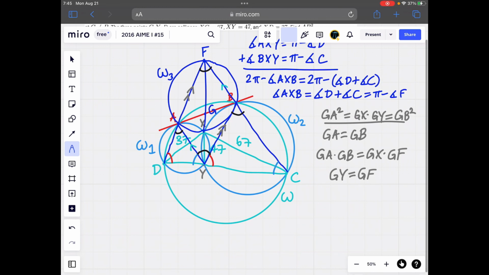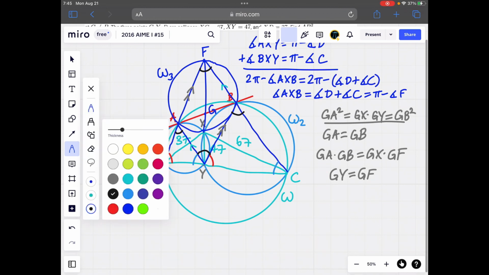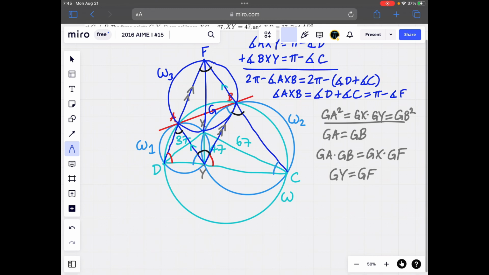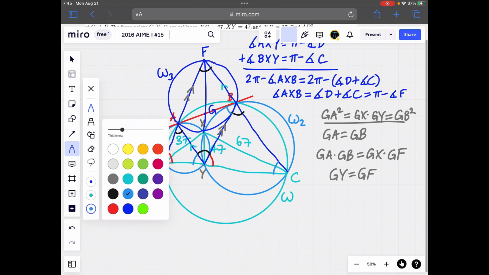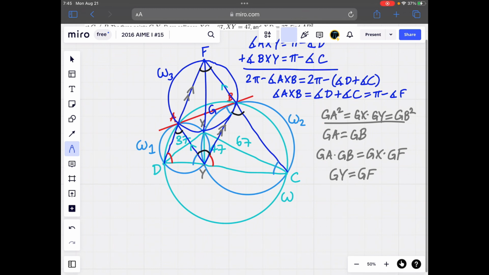And also due to tangent stuff, angle ABY from the tangent at B is equal to angle BCY, which is a blue angle over there. And the other one, angle BAY from the tangent at A, is a red angle, like angle ADY. So we actually have three similar triangles now.